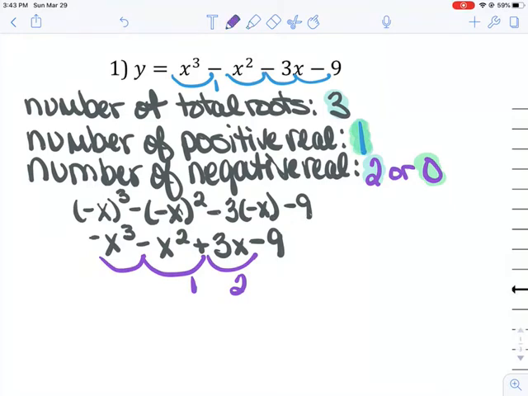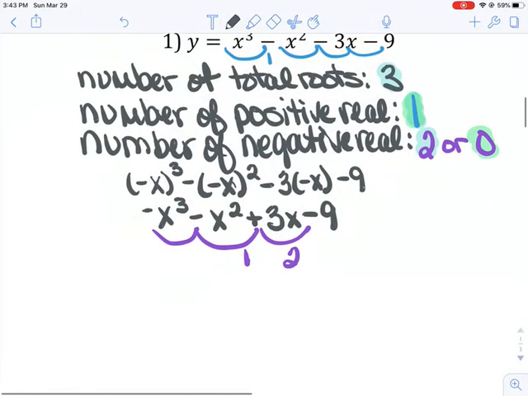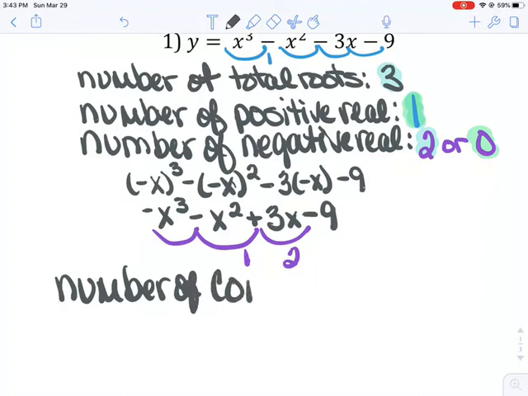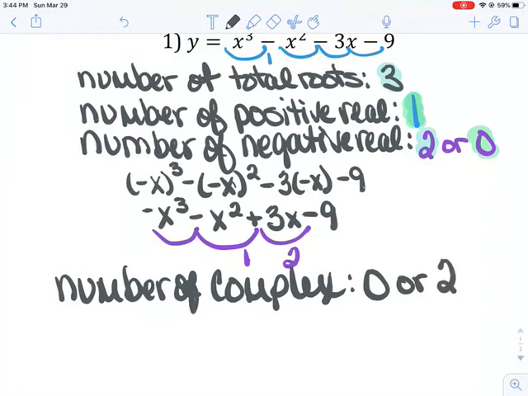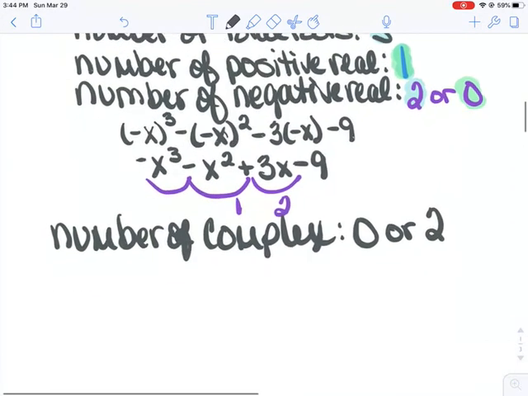That's only 1, and I still need 2 more. And that's how we're going to get our complex roots, or imaginary. Okay, so there could be 0 complex, because 2 plus 1 gives me 3, which means there are 0 imaginaries. Or 0 plus 1, that means there's only 1, which means there has to be 2 imaginaries.